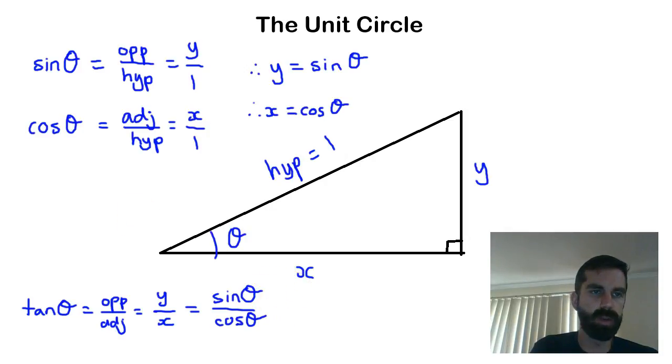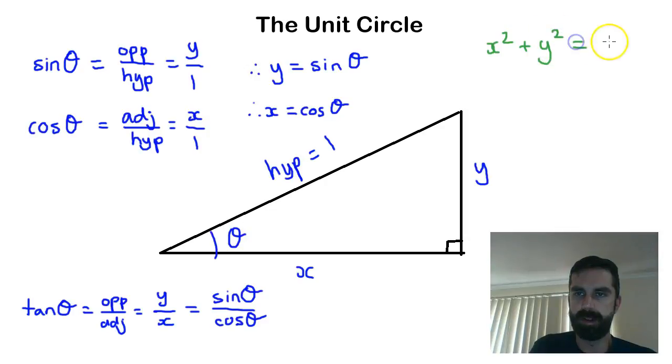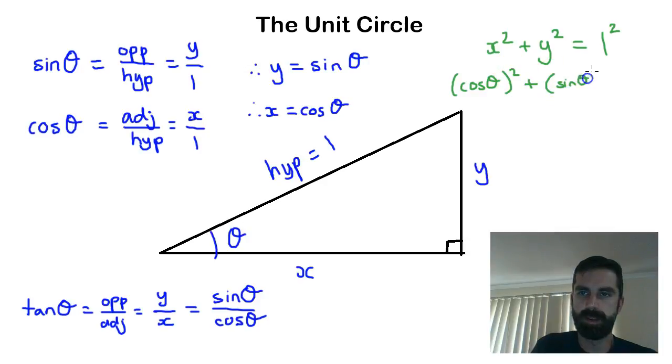We can say one more thing using Pythagoras' theorem, which is that x squared plus y squared has to equal 1 squared. And if we know that x is cos theta, and y is sine theta, then cos theta squared plus sine theta squared equals 1.